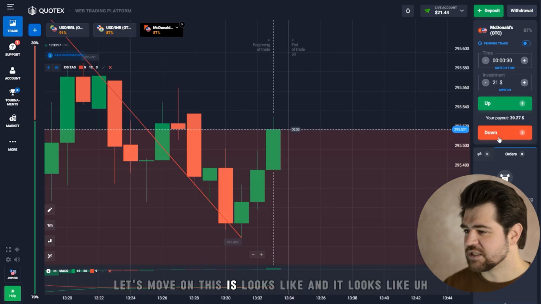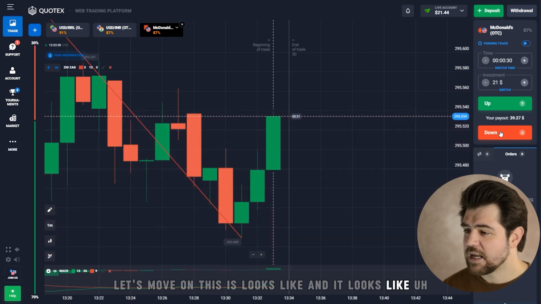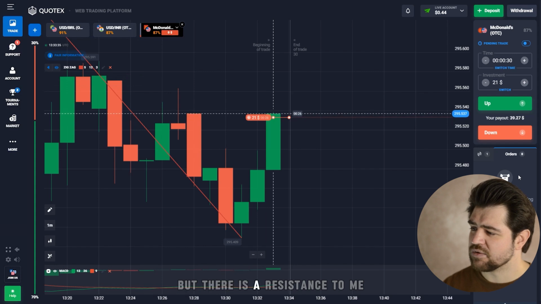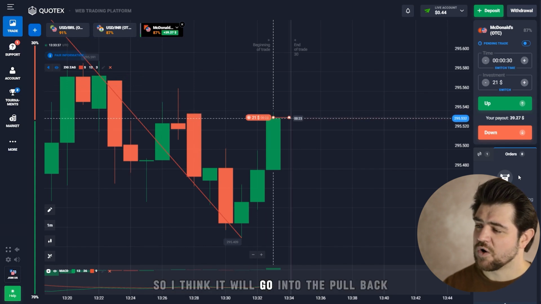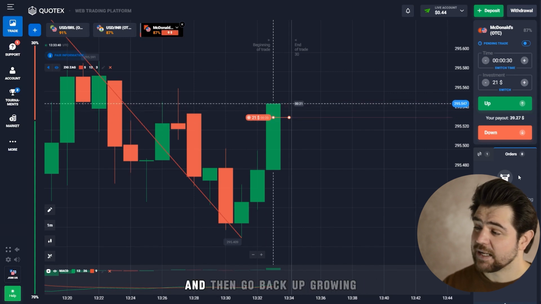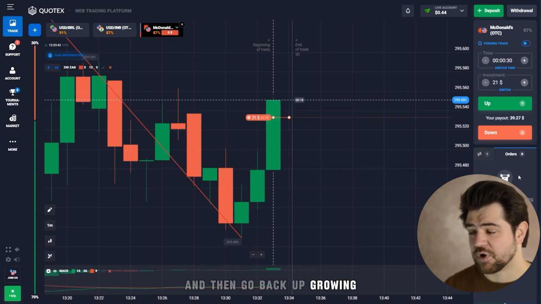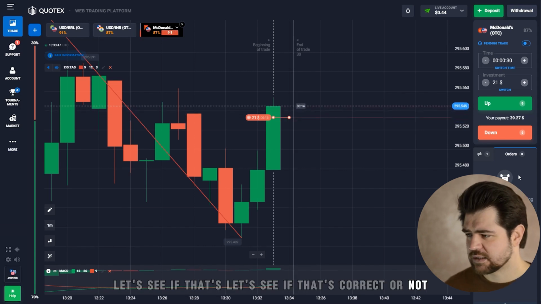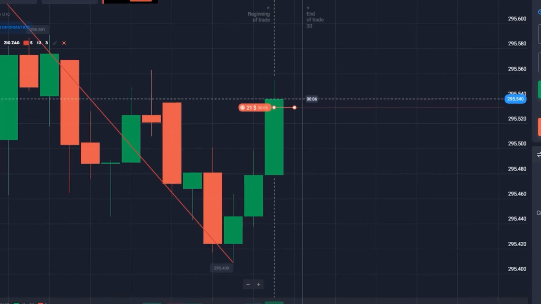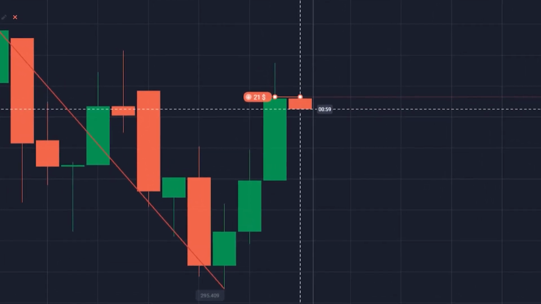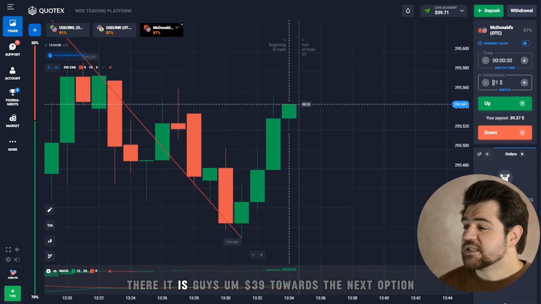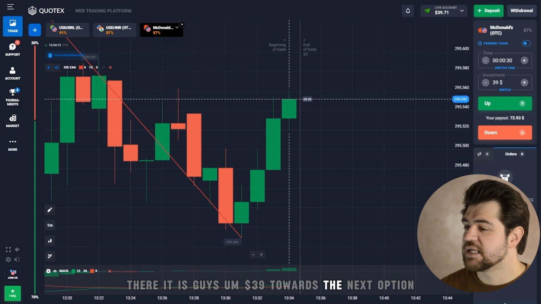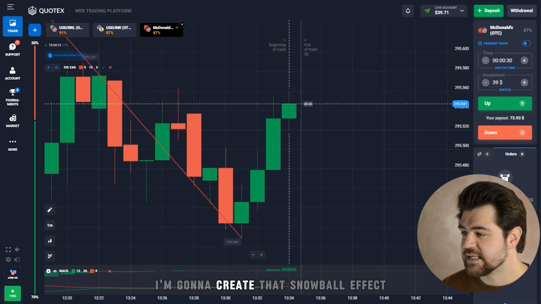Let's move on. This looks like it could be growing at this point, but there is a resistance to meet, so I think it will go into the pullback and then go back up, growing. Let's see if that's correct or not. There it is, guys. $39 towards the next option. I'm gonna create that snowball effect.